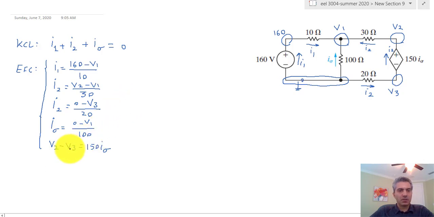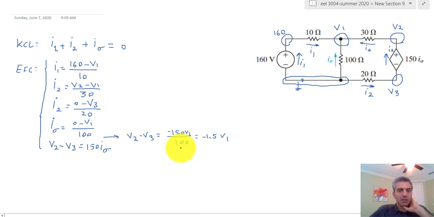Let's start with doing it kind of haphazardly, the process of elimination. I'm going to take these two equations and put I sigma as minus V1 divided by 100. So from these two, I'm going to get V2 minus V3 is equal to minus 150 V1 divided by 100, and that is minus 1.5 V1.